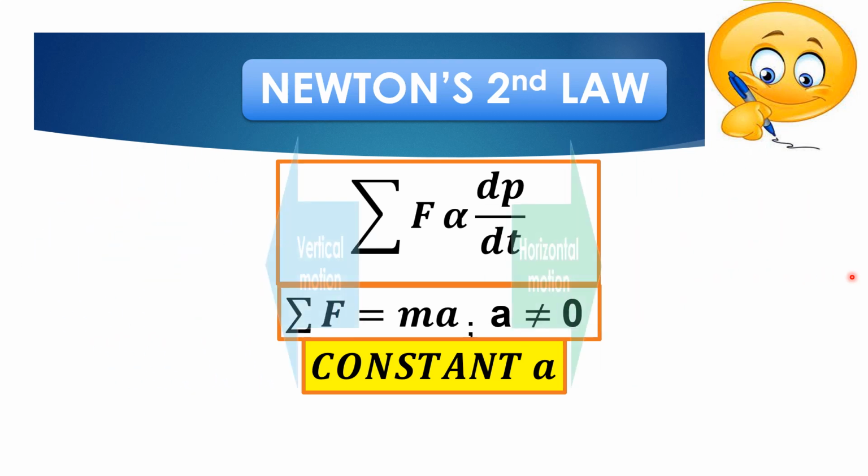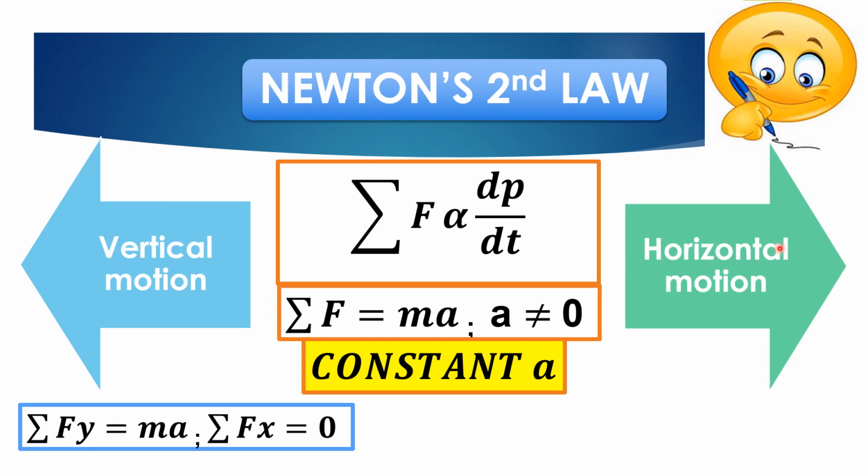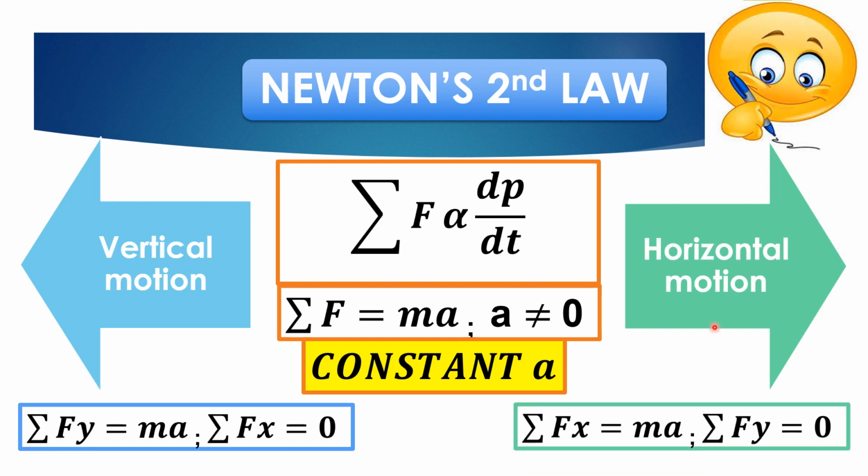So we have two types of motion here. First is horizontal motion and secondly is vertical motion. So we can look at the condition for each motion. First, for vertical motion, the condition is the summation of Fy is equal to ma, where the summation of Fx is equal to 0. And for horizontal motion, the summation of Fx is equal to ma, while the summation of Fy is equal to 0.